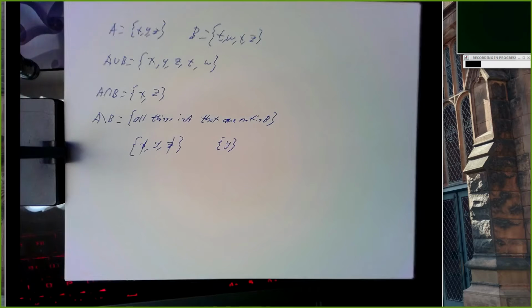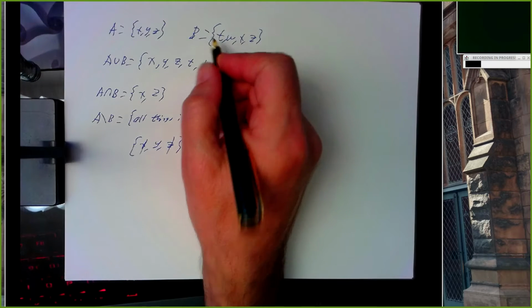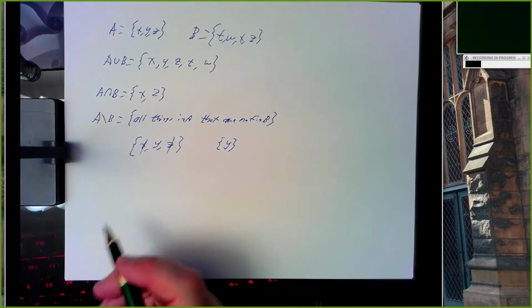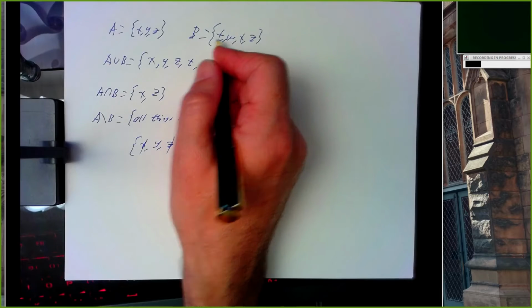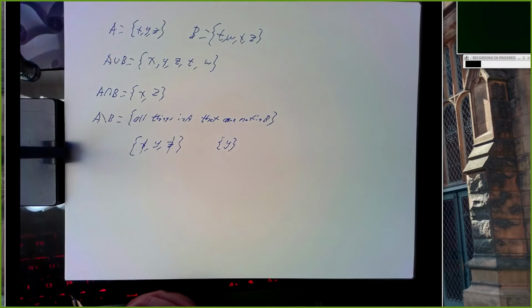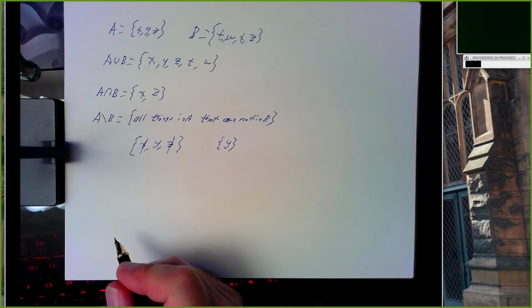So we sometimes call this subtraction, but it's a little weird because subtracting the T doesn't do anything. It says if there was a T here, we would get rid of it. But having the T in B doesn't do anything by itself. We don't get a negative T or something. So A take away B is just the set Y.